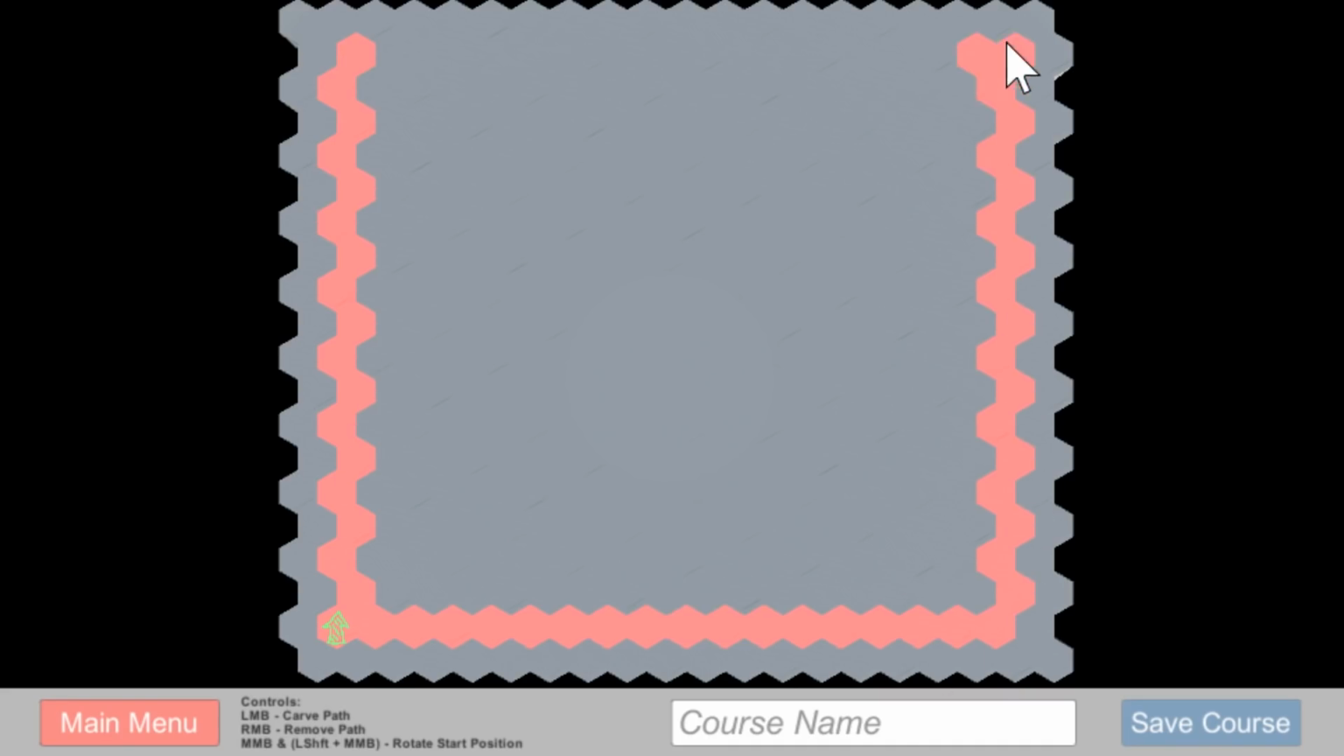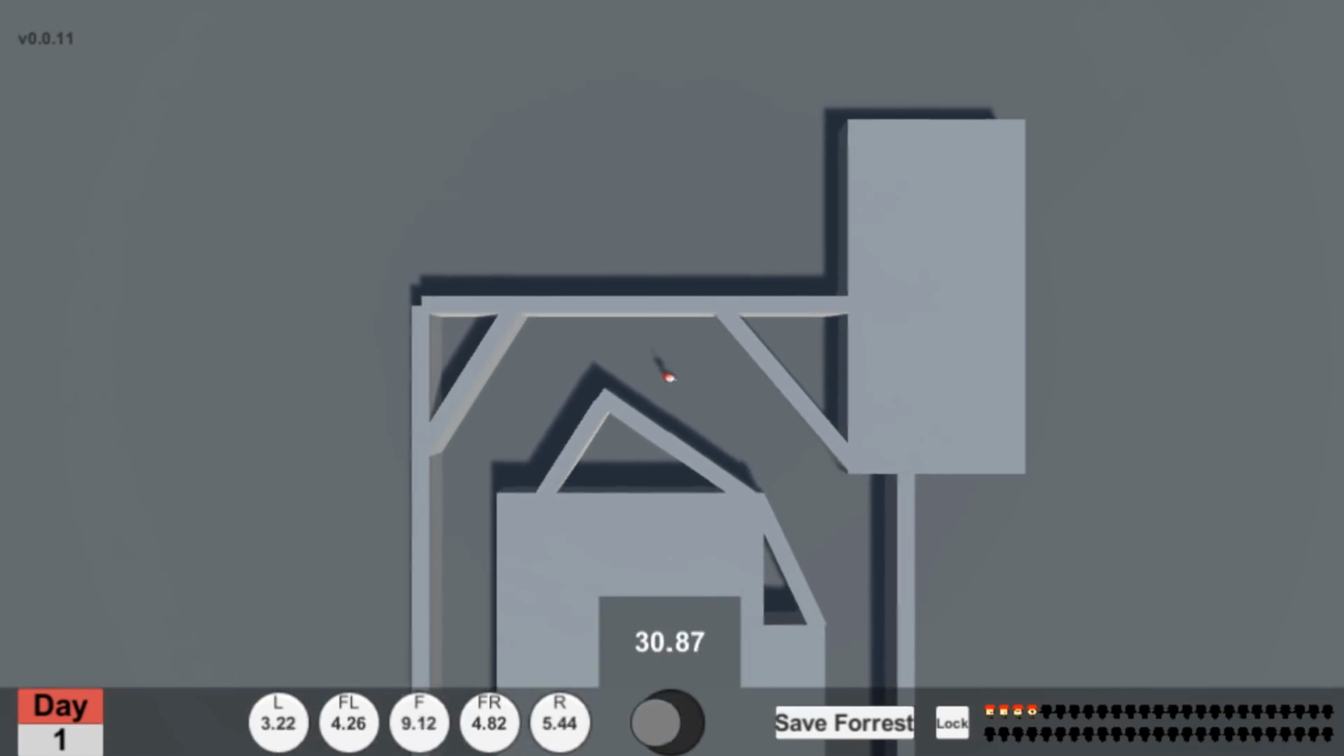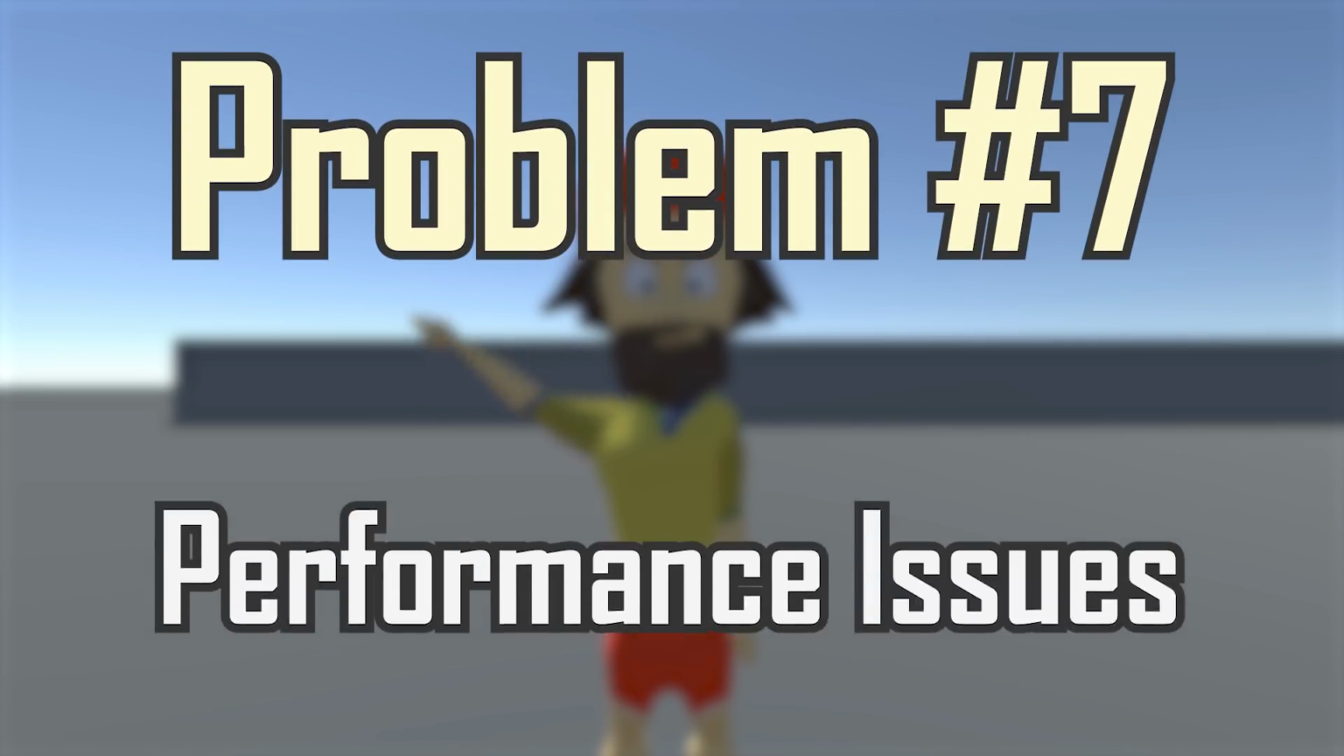But I don't know, this might have actually made training a bit harder for Forrest. Maybe parallel lines would have been easier for Forrest to make sense of the courses, but who knows? Noted for future projects. Problem number 7, performance issues.